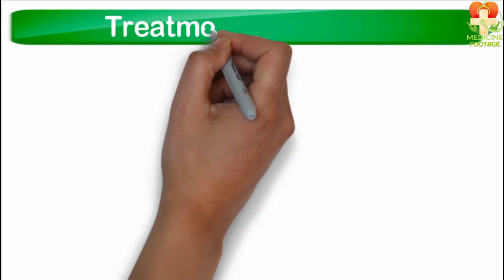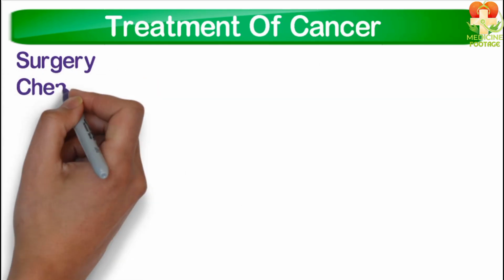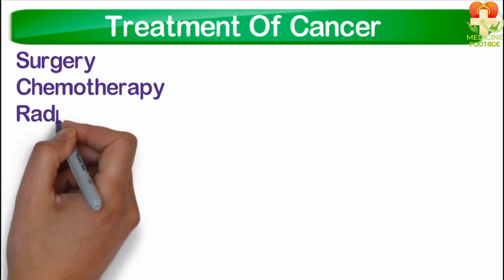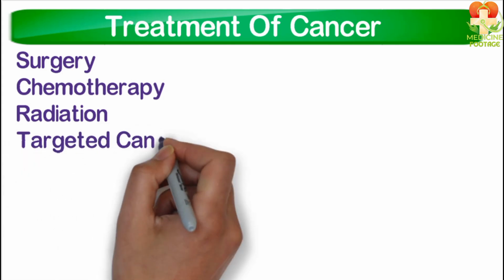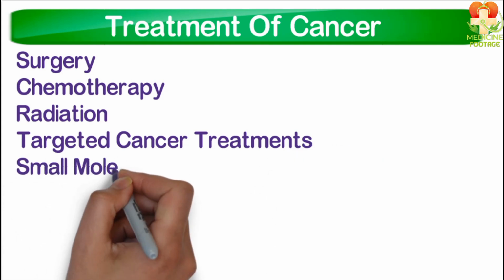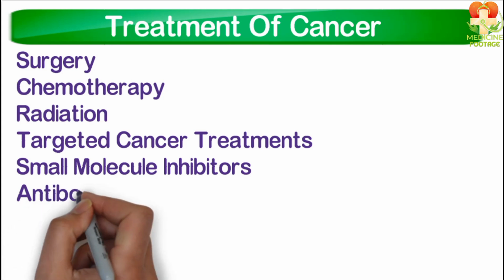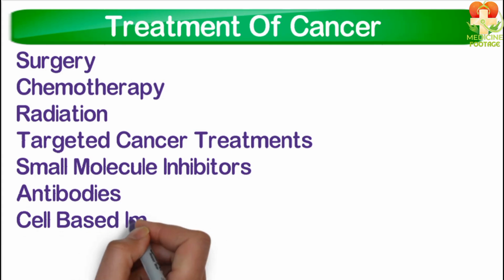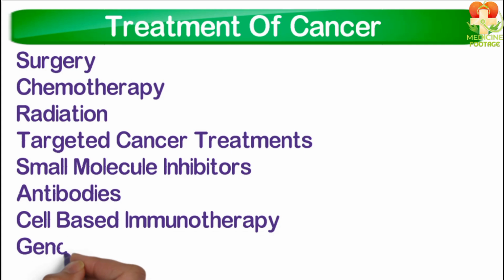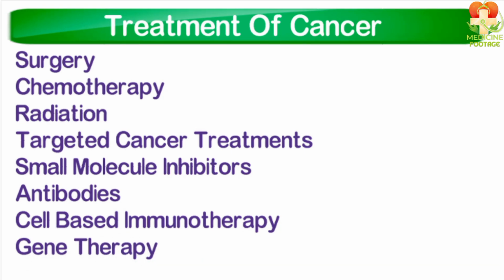Now let's move to cancer treatment. Someone has cancer. What treatment is possible for it? This is a list of some treatments I am telling you. These are all treatments that I will explain in full detail later. First, I will tell you the names. If someone has cancer, we can remove that cancer through surgery. We can do chemotherapy. We can do radiation. Targeted cancer treatment also exists. We give small molecular inhibitors. We also give antibodies. We also do cell-based immunotherapy, and gene therapy is also done. These are all treatments for cancer.